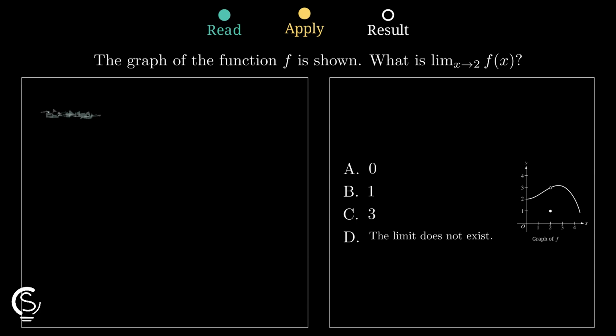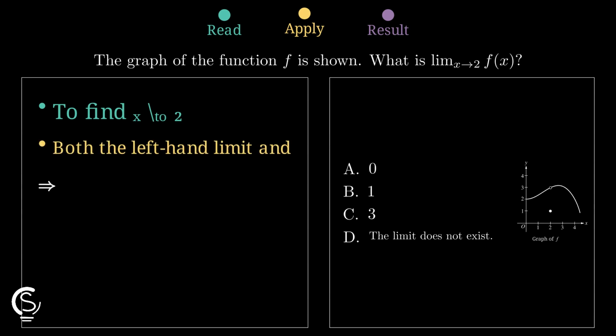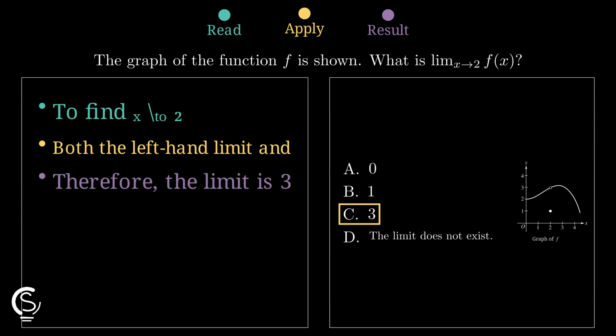Next, check both sides carefully because a limit exists only when the left-hand limit and the right-hand limit head toward the same y value as x gets close to 2. Here, both sides approach 3, so the limit is 3 even if the actual point at x equals 2 looks different or is missing.